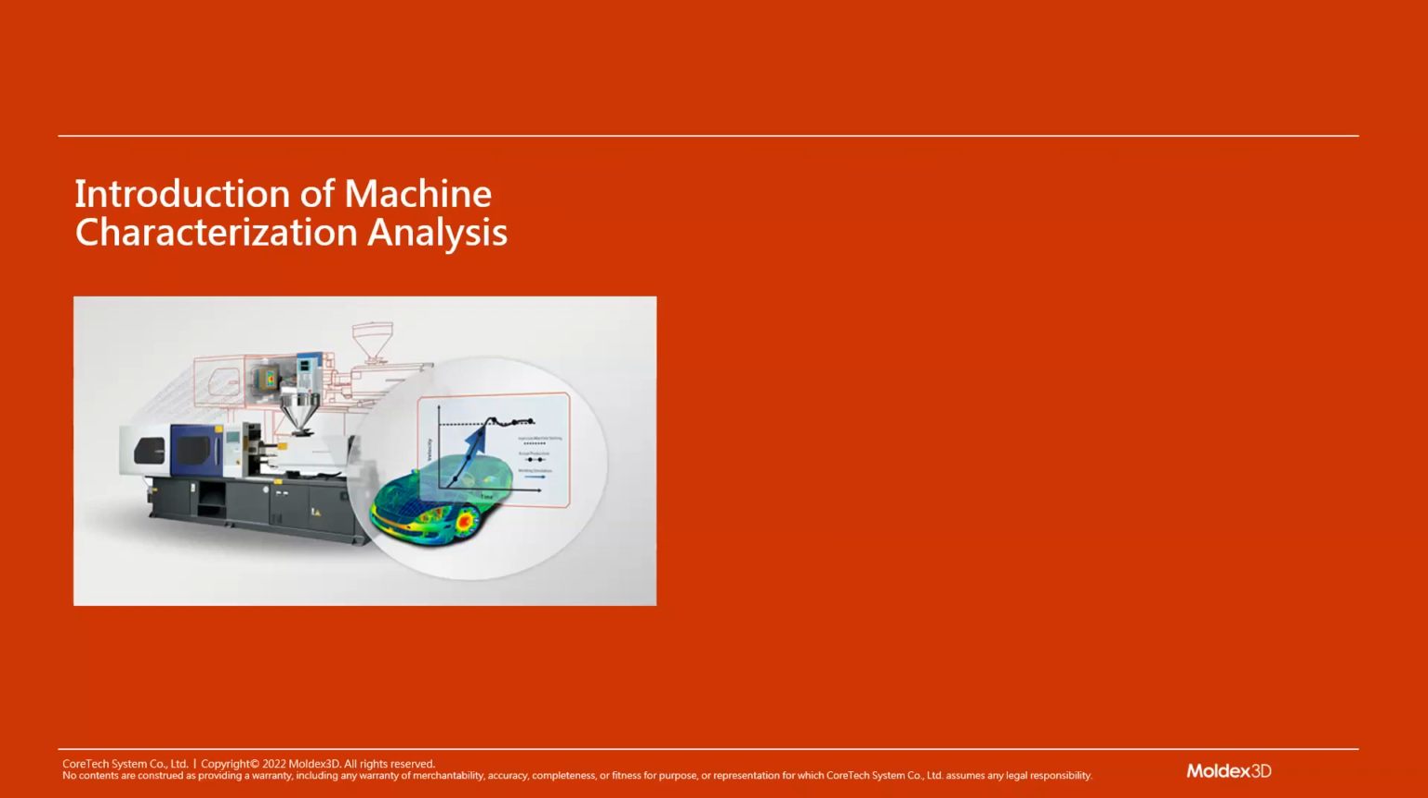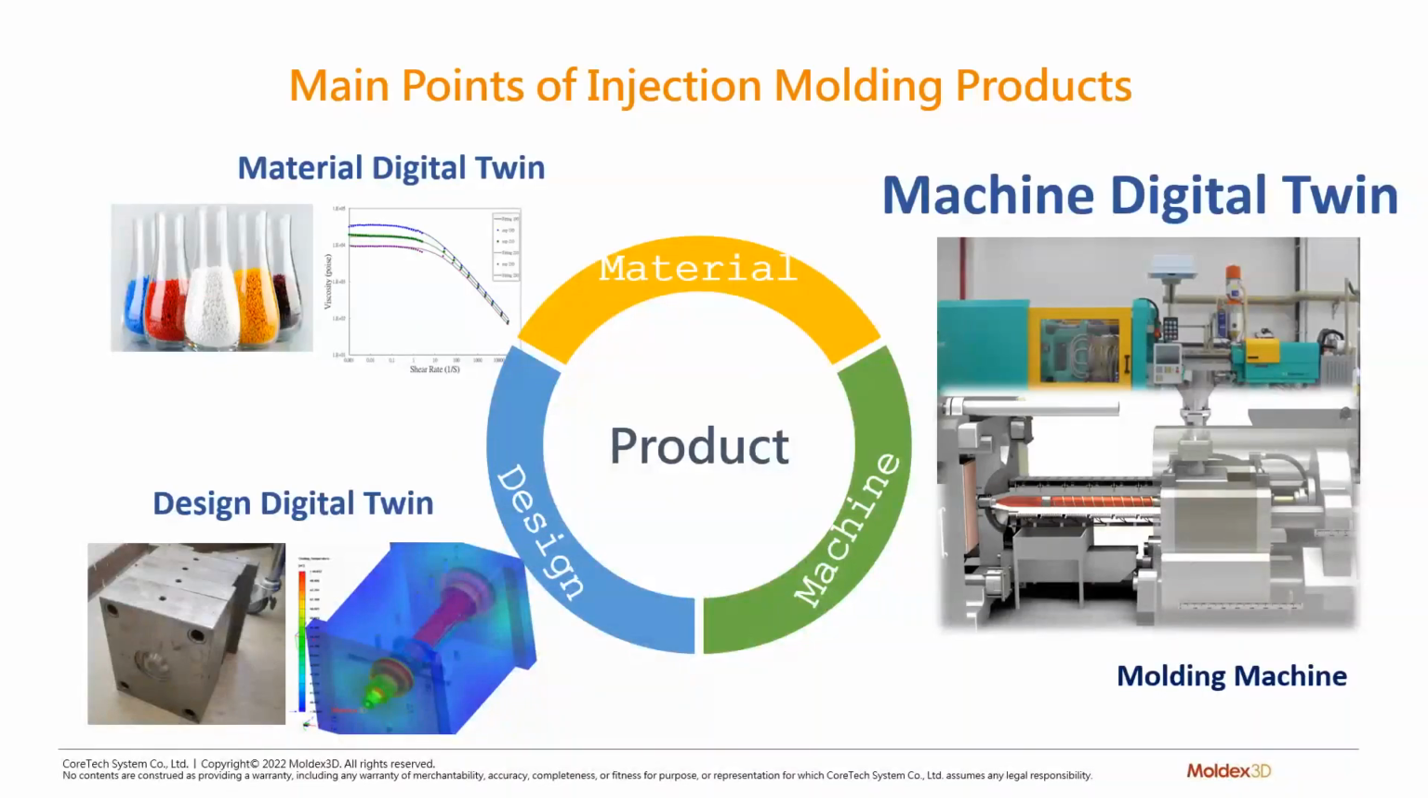Now, I would like to introduce to you the machine characterization analysis. Regarding the injection machine, there are 3 major factors, including digital twins, influencing the product quality: raw material, product and mold design, machine, and molding process. In Modex 3D, we have overall services for these factors in our digital twins concept. We will use DT as an abbreviation of digital twin in our presentation. In today's session, I will focus on machine digital twin.